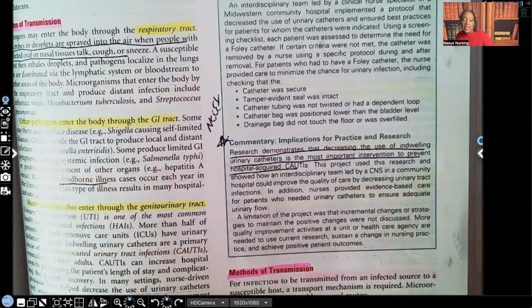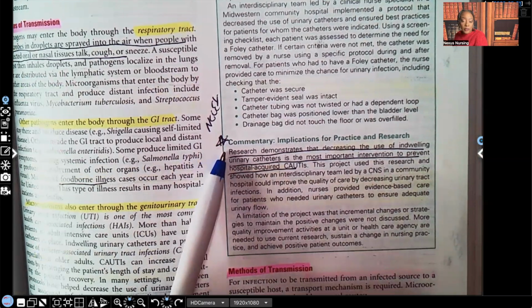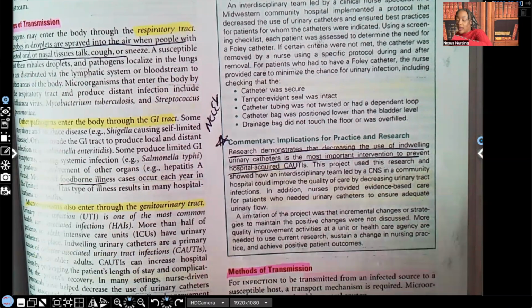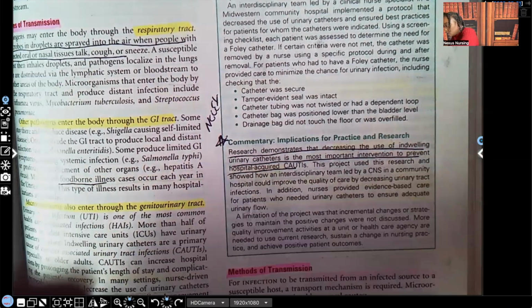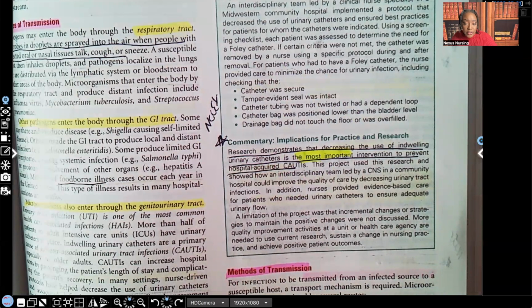This has been seen on NCLEX many times, so it's very important for you guys to understand this content. That's why I put an NCLEX next to it. Look what it says: commentary, implications for practice and research. Research demonstrates that decreasing the use of indwelling catheters is, do I have a highlighter here? Yes, I do. Look. It says the most important, as in number one, as in priority, the most important intervention to prevent hospital-acquired urinary tract infections.